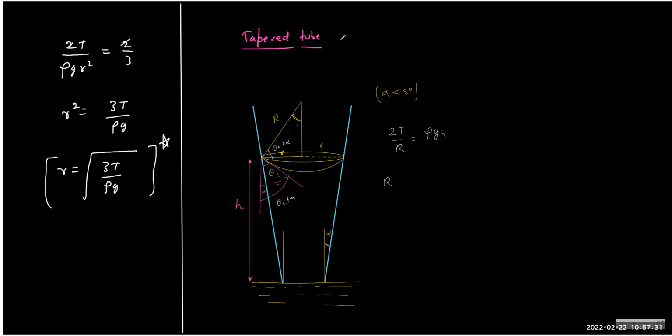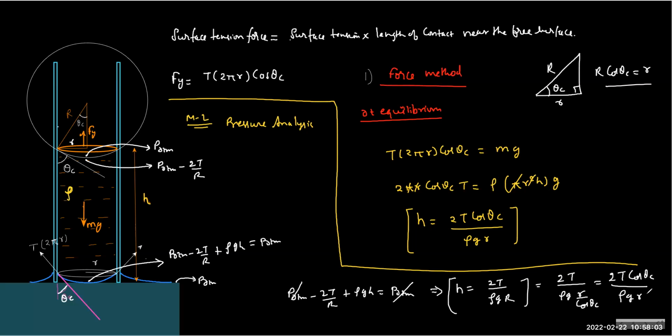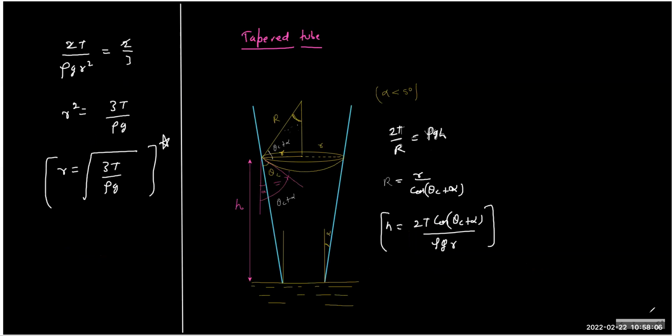So anyway, what you can write here is that 2T by R is, always write this question, excess pressure is rho gh. And then R we can write as r upon cos theta c plus alpha. And therefore the h becomes 2T cos theta c plus alpha by rho g small r. This is what we have. So we have the formula earlier, sir, so the theta c is now replaced by theta c plus alpha. That's the only difference. Okay.